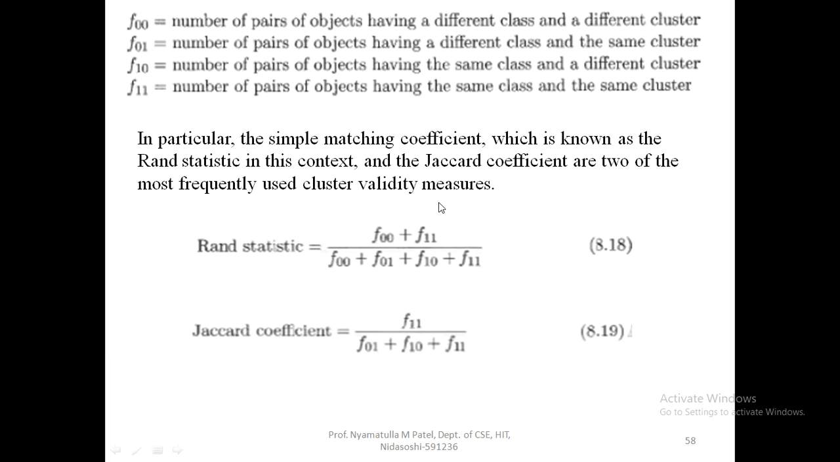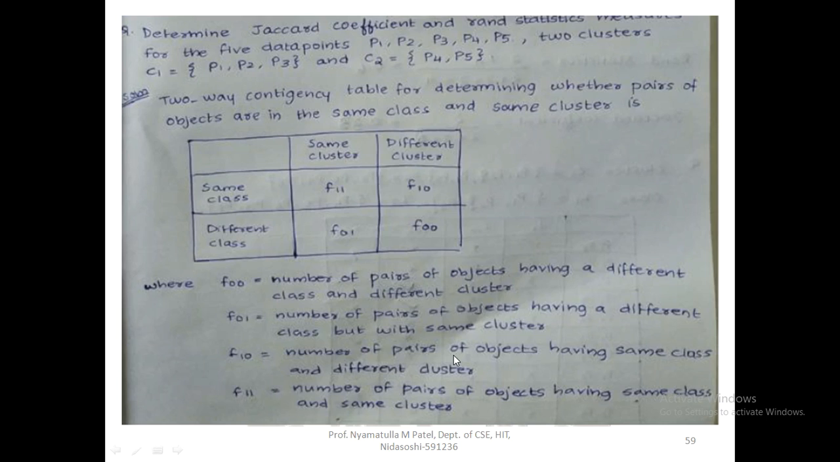In particular, the simple matching coefficient, which is known as the Rand statistic in this context, and the Jaccard coefficient are two of the most frequently used cluster validity measures. So, here we are using 2 cluster validity measures: the Rand statistic and the Jaccard coefficient. What is the Rand statistic? It is f of 0 0 plus f of 1 1, divided by f of 0 0 plus f of 0 1 plus f of 1 0 plus f of 1 1. The Jaccard coefficient is equal to f of 1 1 divided by f of 0 1 plus f of 1 0 plus f of 1 1. We will see this with the same example that we are going to solve here.